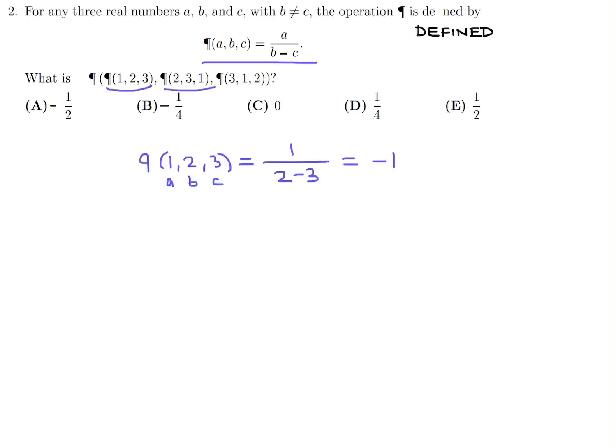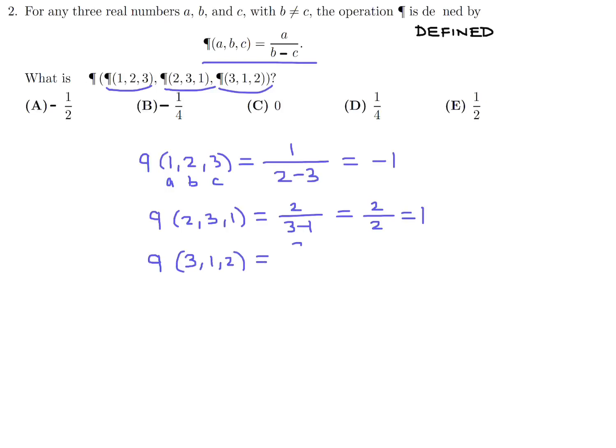Now let's do the same with the second one. The symbol of 2, 3, 1 would be A over B minus C, which is 2 over 3 minus 1, which is 2 over 2, which is equal to 1. Right, no problem so far. And then let's do the third one. The symbol of 3, 1, 2 is A over B minus C. We got 3 over 1 minus 2, which is 3 over negative 1, which is negative 3.